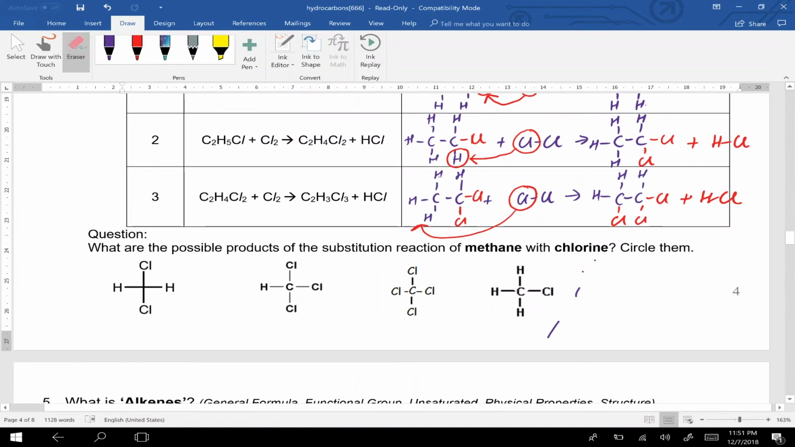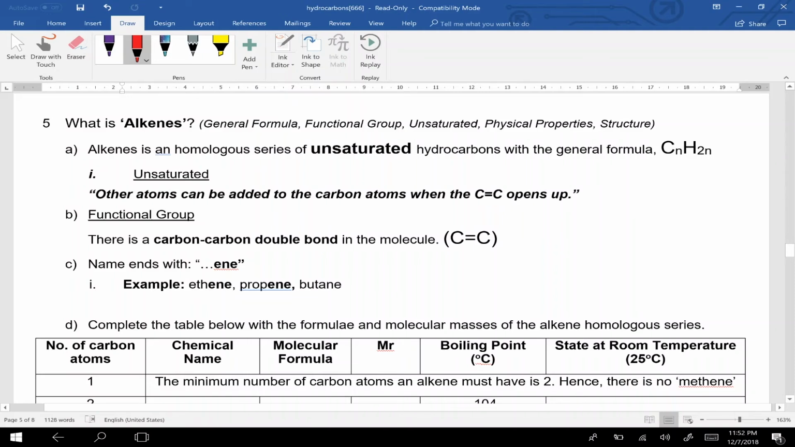So that's it for substitution. Please answer the question here. What are the possible products of the substitution reaction of methane with chlorine? Please circle, and we'll check your answer with Mr. C or myself. Next, we're going to look at alkenes.